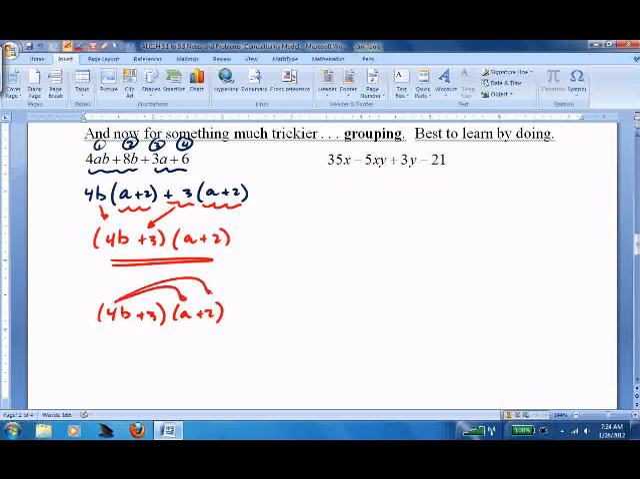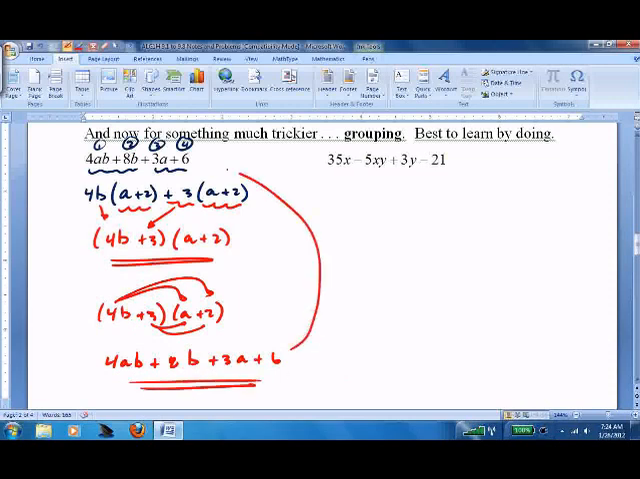just notice if I do all the distribution, I've gotten right back to where I started. So that's how we factor by grouping. It's a neat little trick. Even if you don't quite understand it, you can see how it works. Try the other one on your own. There's a trick in there, so be careful.